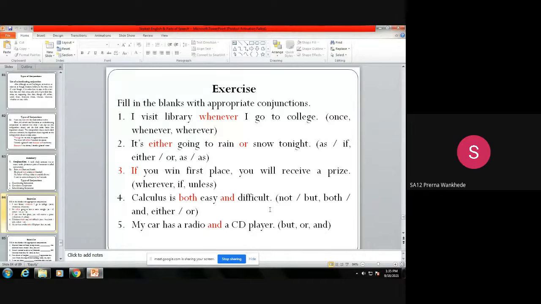Sir, can we use either or? Either or, calculus is either easy or difficult. Yes, we can use either or. Either easy or difficult.